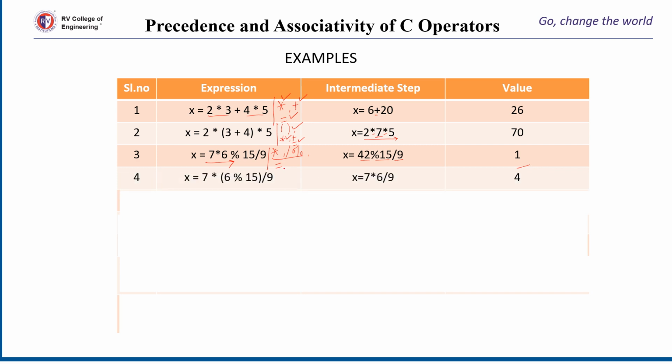Next, 7 into (6 mod 15) divided by 9. However, 6 mod 15 is put into parentheses. So 6 mod 15 is evaluated first. I get the answer as 6. Then I have 7 into 6 divided by 9. 7 into 6 is evaluated first, 42 divided by 9. That will give me the answer as 4.